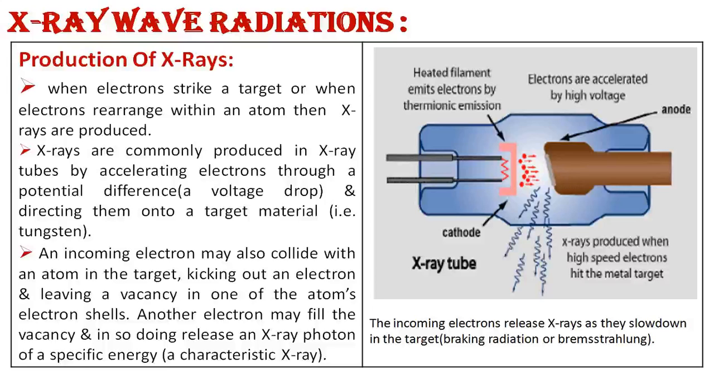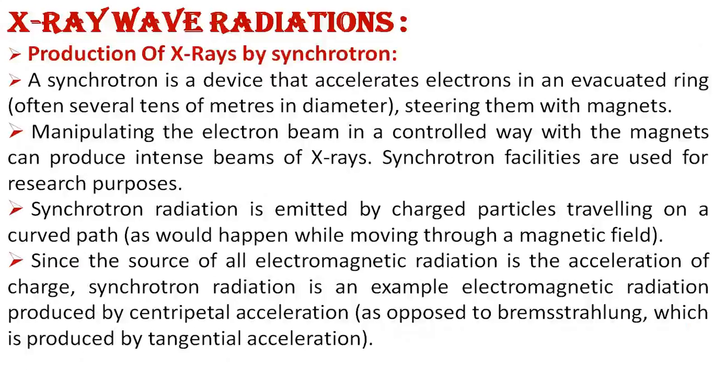An incoming electron may also collide with an atom in the target, kicking out an electron and leaving a vacancy in one of the atom's electron shells. Another electron may fill the vacancy and in so doing release an X-ray photon of specific energy, a characteristic X-ray.